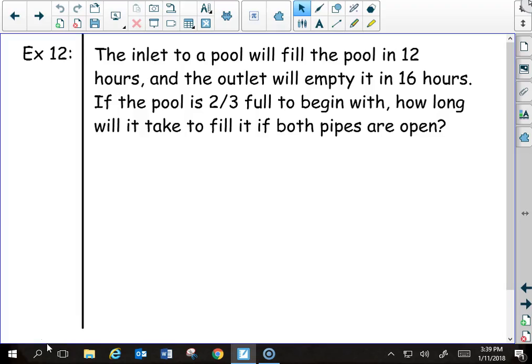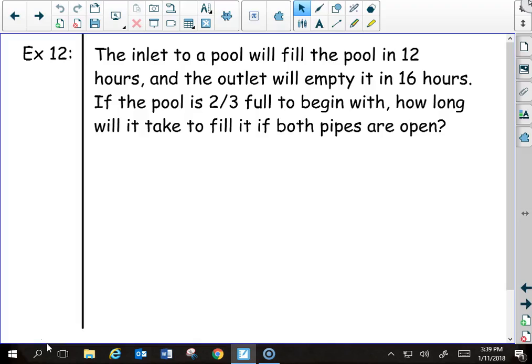Now, I don't know why they'd want to do this, but the question asks if the pool is 2/3 full, how long will it take to fill it if both pipes are open? I don't know why you'd be emptying a pool at the same time you're trying to fill it. Usually they empty it and then fill it. But this is a math class, so it doesn't totally have to make sense, right?